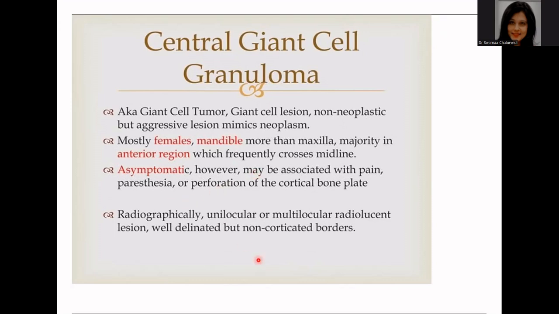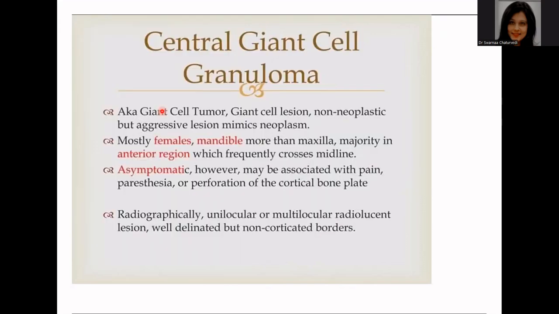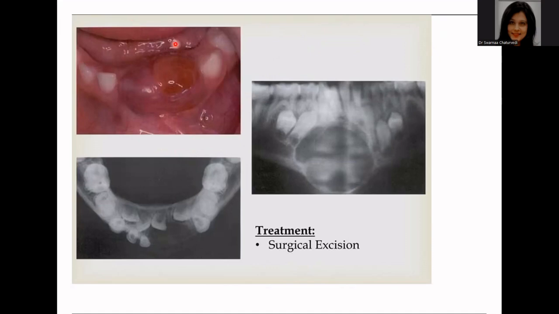Radiographically, we see a unilocular or multilocular radiolucent lesion, well delineated but non-corticated. So this is a clinical picture. This is how the CGCG, that is central giant cell granuloma, can be appreciated. And over here in the radiograph, a multilocular appearance can be appreciated.